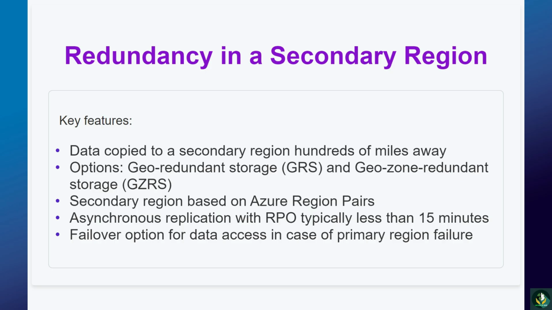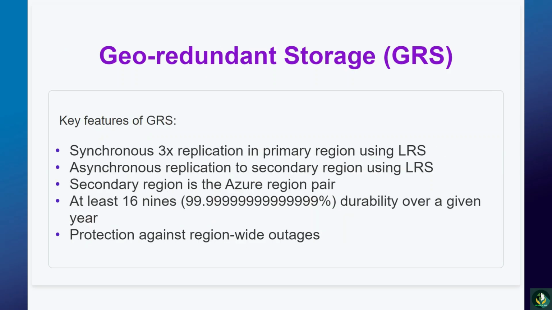By leveraging these secondary region redundancy options and understanding their characteristics, you can significantly enhance your data's resilience against large-scale disasters, ensuring business continuity even in the most challenging circumstances. Geo-redundant storage, or GRS, represents a powerful strategy in Azure's data redundancy arsenal, designed to provide exceptional durability and protection against large-scale disasters. Let's break down how GRS works and what it offers.